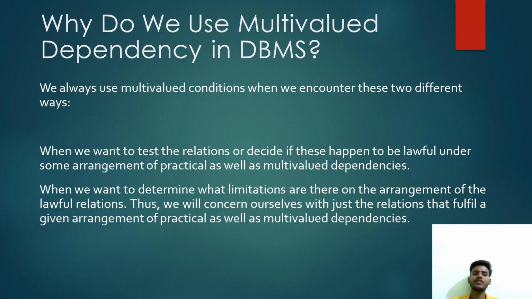Why do we use multivalue dependency in DBMS? We always use multivalue dependency whenever we want to test whether relations are legal under a given set of functional as well as multivalue dependencies, and when we want to determine what constraints there are on the set of legal relations. Thus, we can concern ourselves with just the relations that satisfy a given set of functional as well as multivalue dependencies.